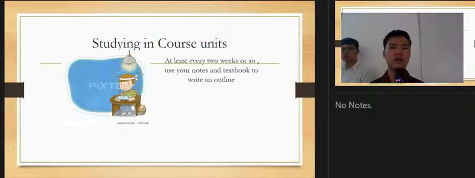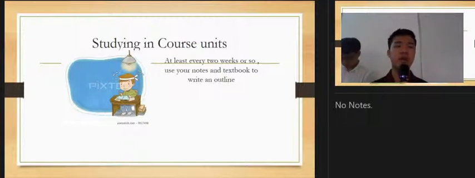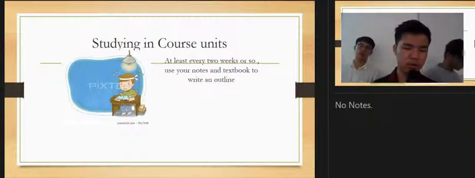Studying in course units. At the end of each unit, at least every 2 weeks or so, use your notes and textbook to write an outline and make a summary. After you have written the summary or outline, go back and reread your outline from the prior unit, followed by the one you just wrote.